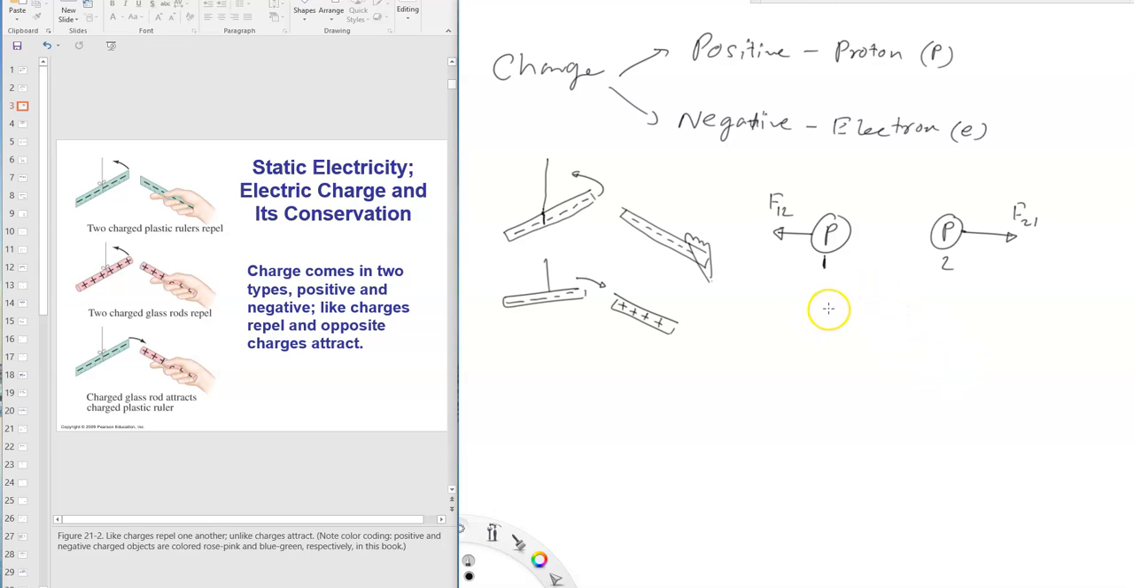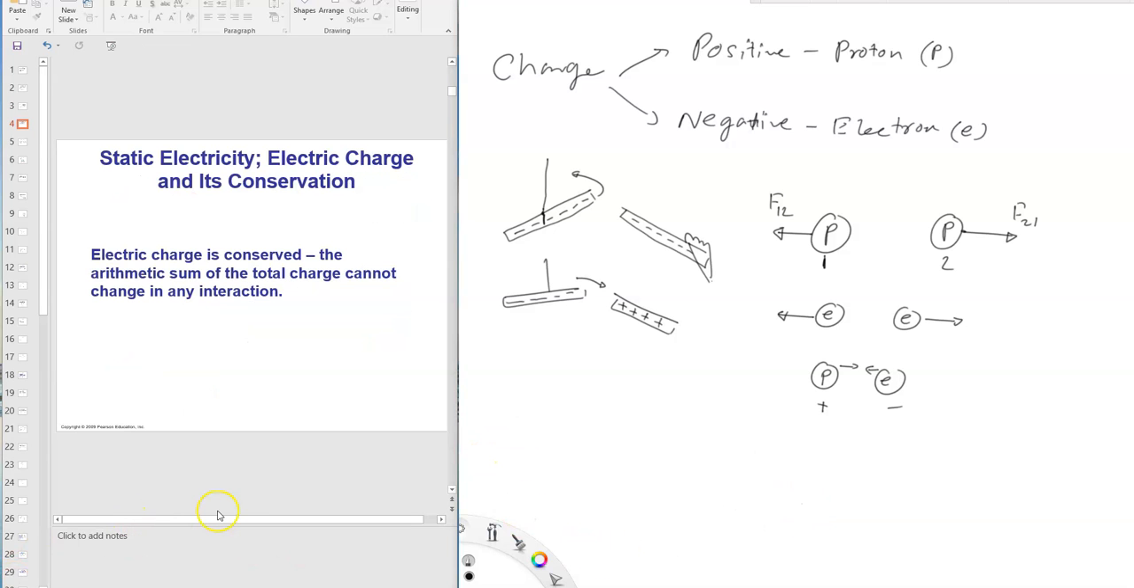If we put two electrons, an electron and another electron, they push each other away. If we have a proton and an electron, opposite charges, this is positive, this is negative, there is attraction. The force is going to be towards each other, right? Okay, so let's move on and see what we have next.